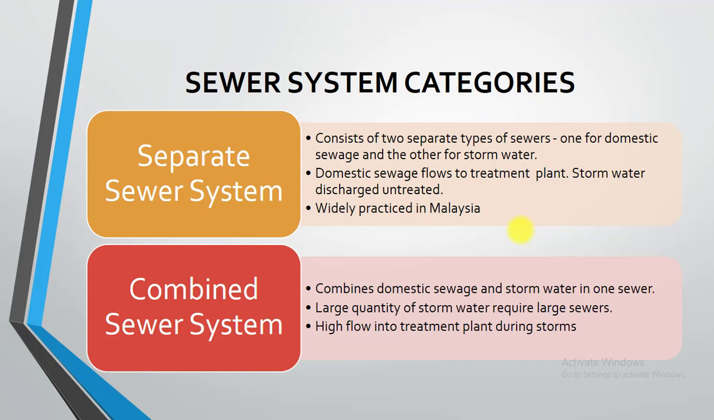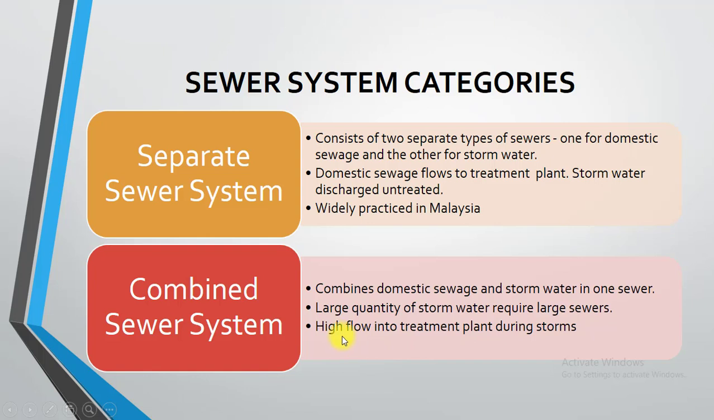On the other hand, we have the second category, which is the combined sewer system. In this combined sewer system, we have one system collecting the sewage, wastewater, and the stormwater. They are combined and collected in one sewer. Here, if we have large quantities of stormwater, of course this will make the sewers or the pipelines very large and very huge.